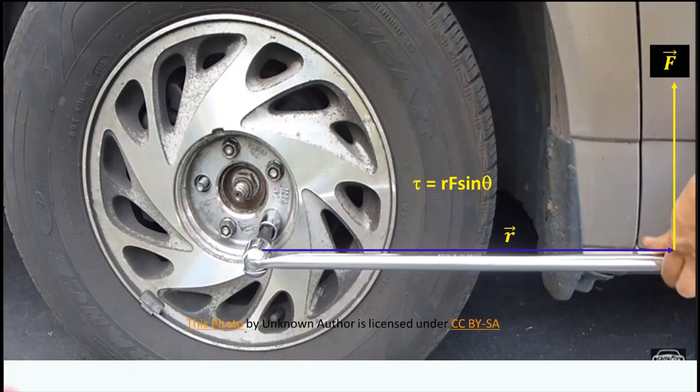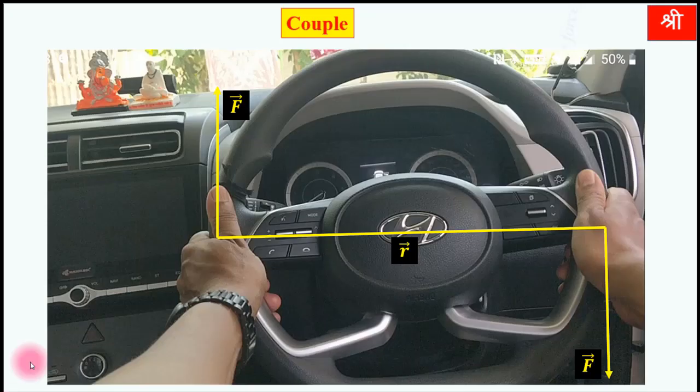Now today we will learn about the new concept, moment of couple, which is actually related to the earlier concept, moment of force, about which we have learned in the previous video. Now let us start today's video. First of all, try to understand the meaning of couple in physics. What do you mean by couple? It's very simple.